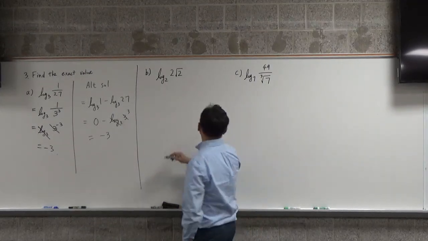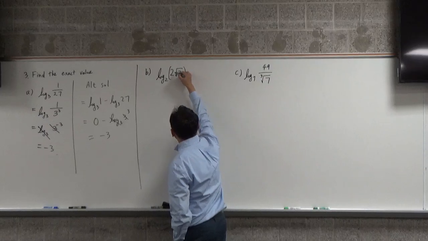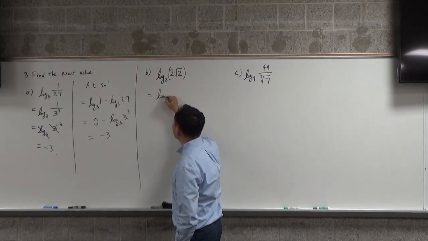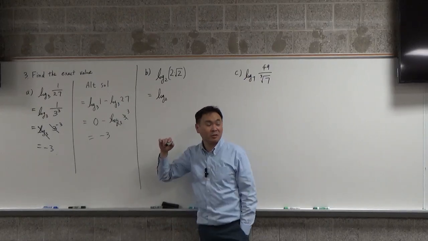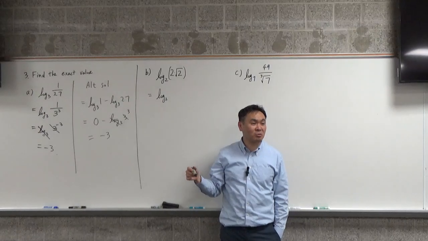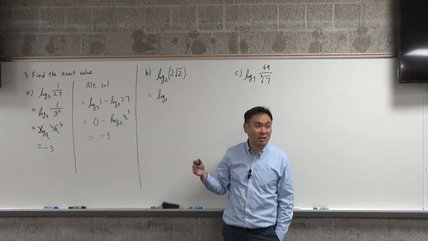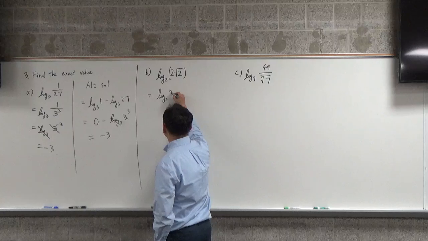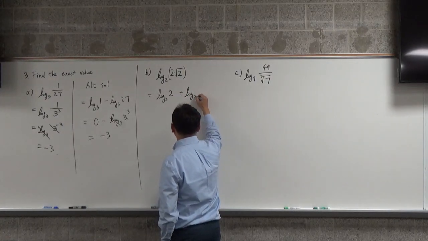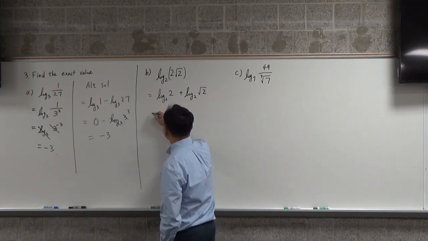Okay, let's try this one. This one you have multiplication. So what can you do with multiplication? You can split into 2 logs. And what becomes of the 2 logs? Addition. Addition between 2 logs, right? So log base 2 of 2 plus log base 2 of square root of 2.